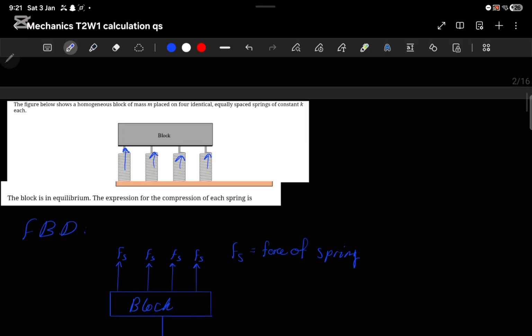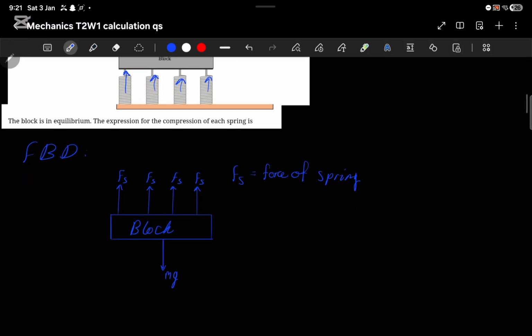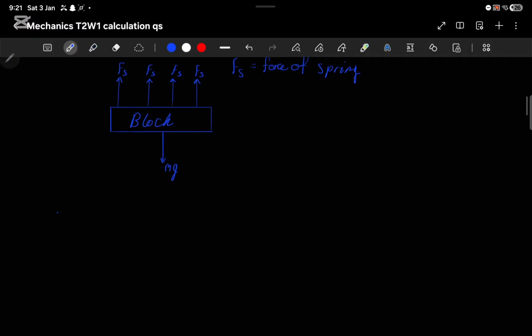At the same time, you obviously have the weight of the block, right? So you have mg and then Fs. Fs is the force of the spring. So you know from Hooke's law, the force of the spring is kx. Now k is a constant, I don't really care about it. This is what I care about: x is the compression.